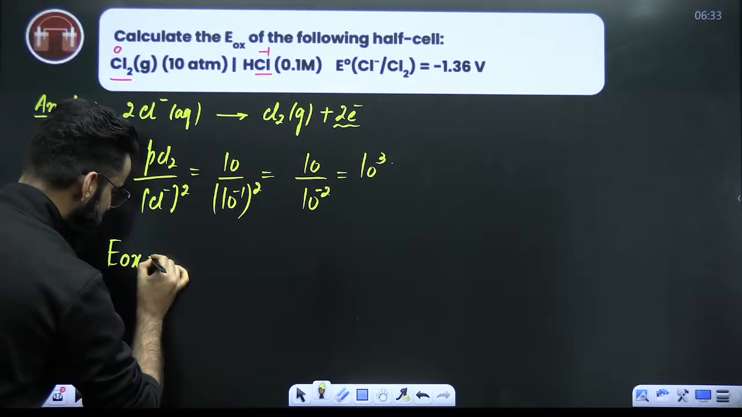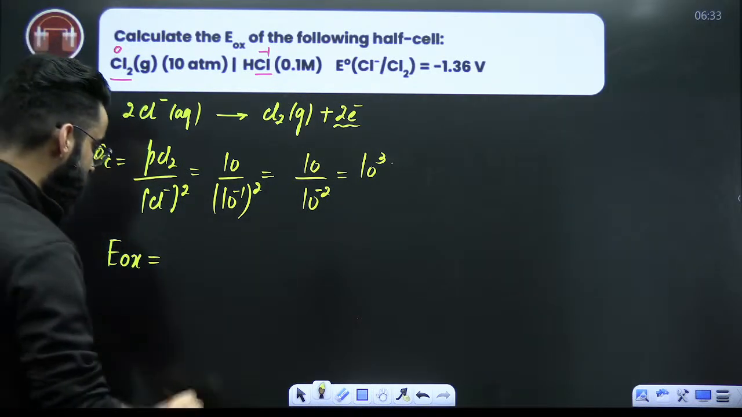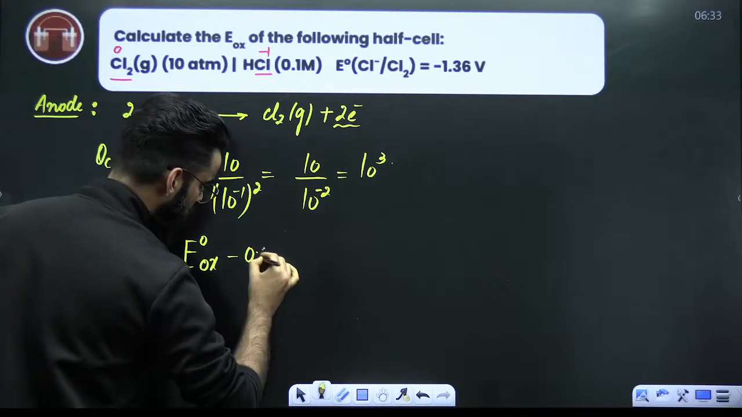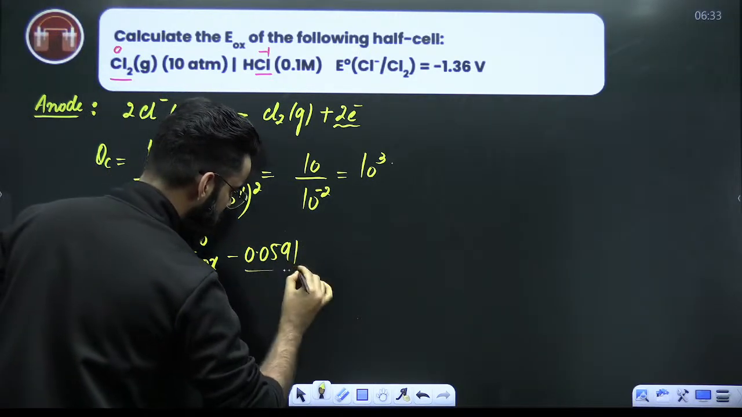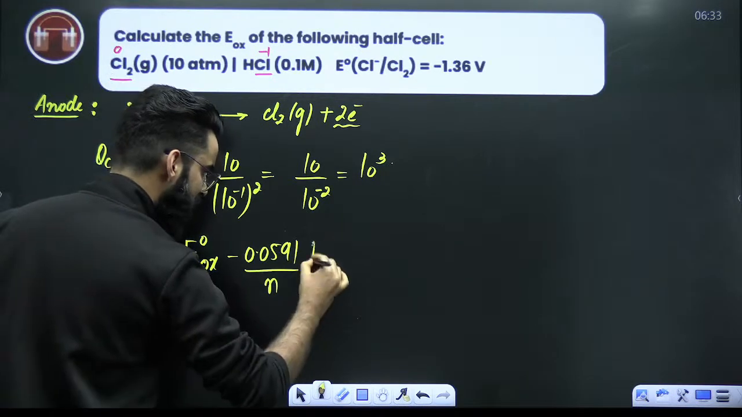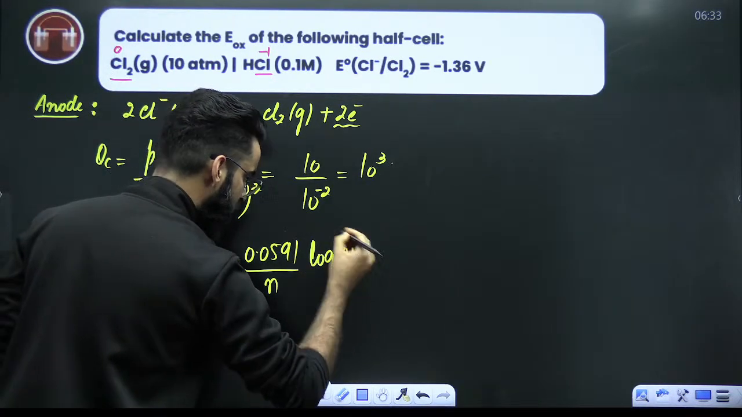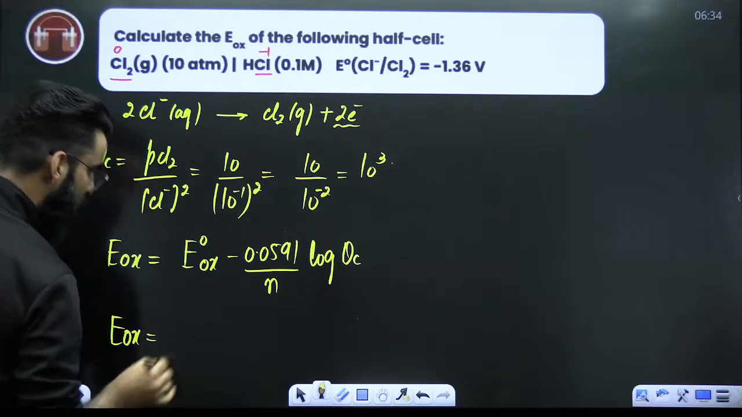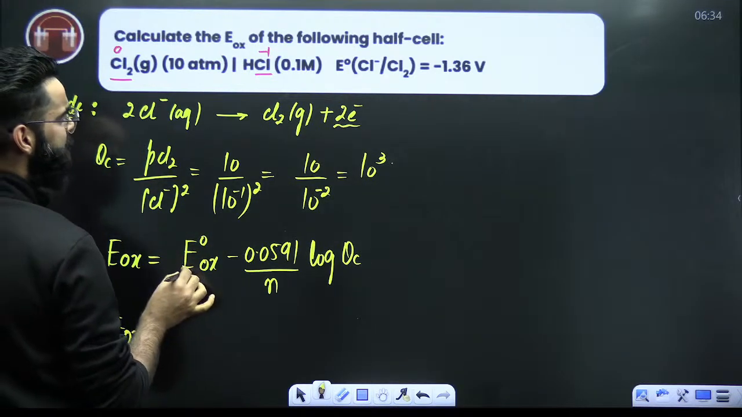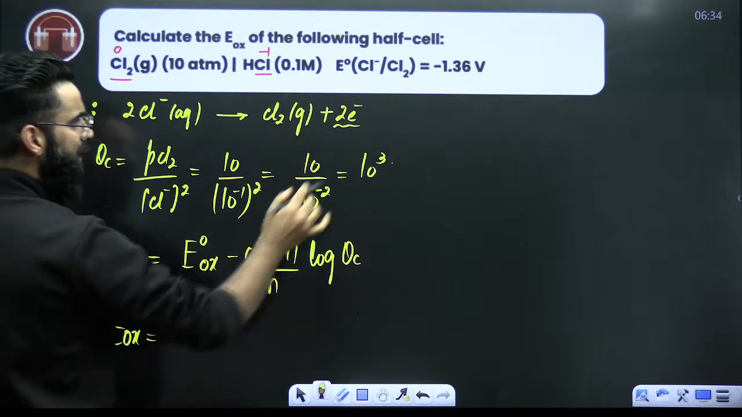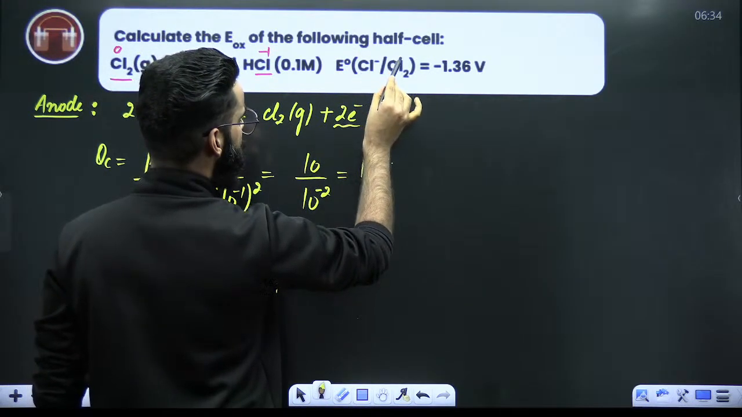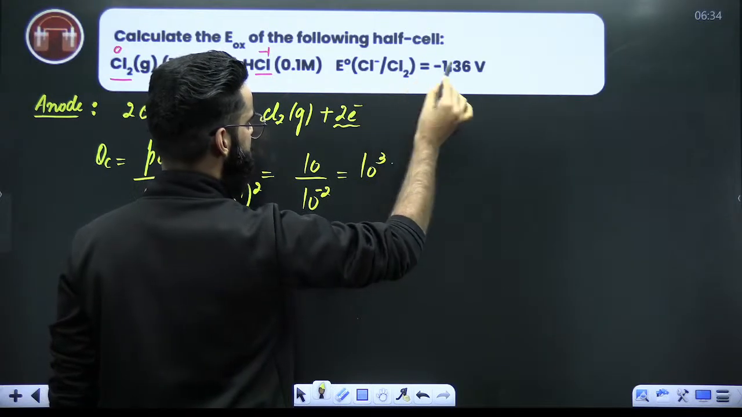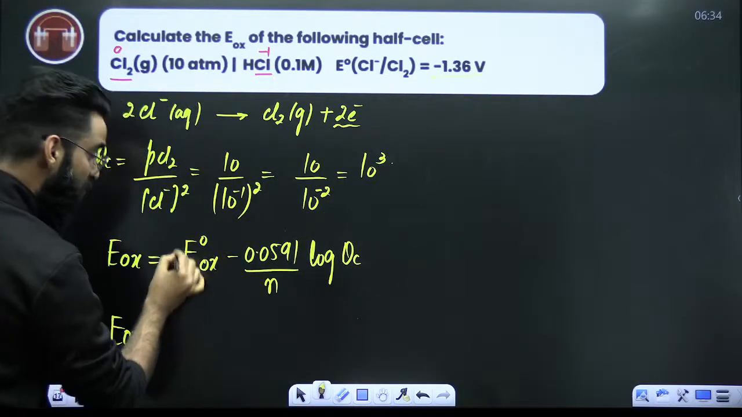So I'll write oxidation potential of the half cell is equal to standard oxidation potential E0x minus 0.0591 divided by N, and now it's going to be log of what? Log of QC. I believe all the terminologies you already have now. So EOX is equal to E0OX. What is E0OX? Standard oxidation potential. Look at this. -1 to 0. Increase. Increase means oxidation. So this SOP, and that SOP I need here.